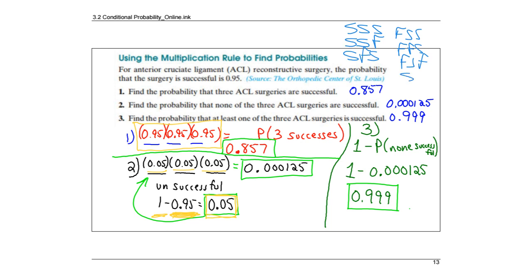So what we're going to do instead is, instead of adding all those up and having to multiply and add, we're going to use what we know about complements. It says at least 1 is successful. Well, that means if we take 1 minus the probability that none of them were successful, we would know the probability of having at least 1 be successful. So that's what I did. I took 1 minus the all 3 being unsuccessful, and I get 0.999.